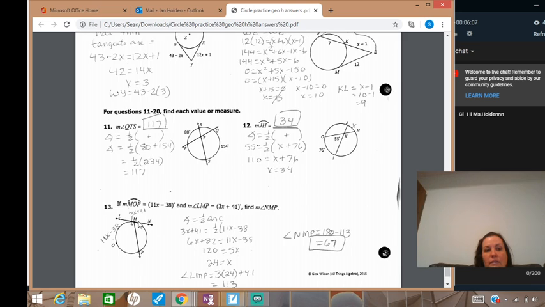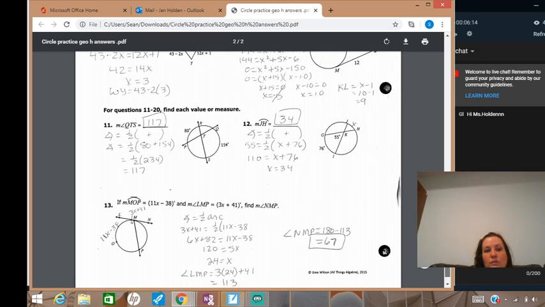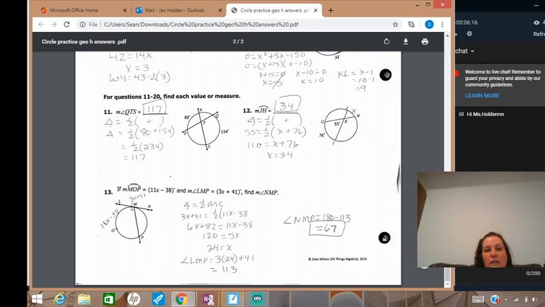This one, 13, looks like an inscribed angle, but it's technically not an inscribed angle, but it does have the same rule that it's 1/2 of the arc. So I solve, but then they want me to actually find this other angle over here, angle NMP. So after I solve for X and plug it in, I have to subtract from 180.